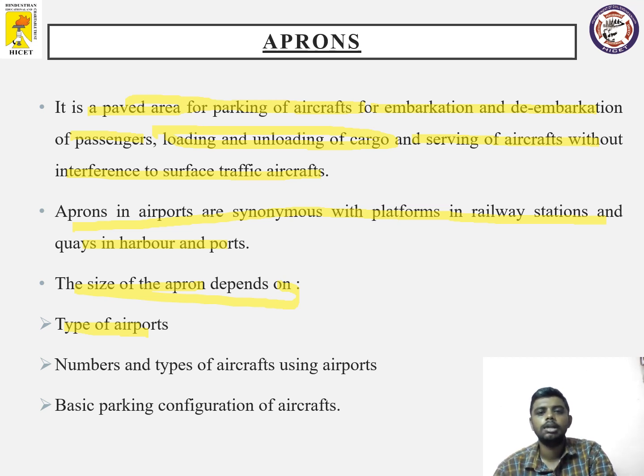So according to our type, if you have a very big airport, you will have a very larger area for your apron. Similarly, if your airport is very small, you will have a very smaller area for apron. So the total area actually decides the apron's size and the number and types of aircrafts using the airports. There are different kinds of aircrafts right now. We have very large aircrafts to very small private charter jets, planes, everything. So depending on the type of aircraft to be used there, your apron size will differ.